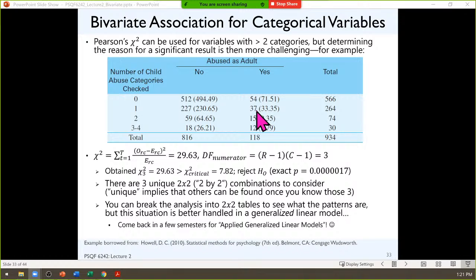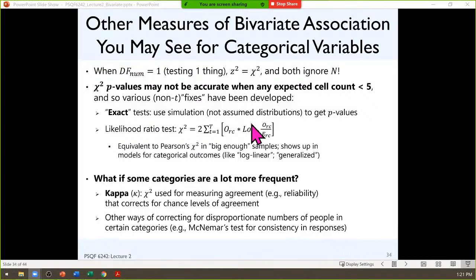And to be able to get that information, you can break up this table into 2x2 combinations and test each of those to get a sense of more specifically what the association is, or you can fit a model to it, and that is a come back in a few semesters for the generalized linear modeling class, which is when we predict categorical outcomes. So this starts to break down in terms of its utility in situations in which you have these multiple categories and therefore there's multiple types of associations. So nominal is not as useful.